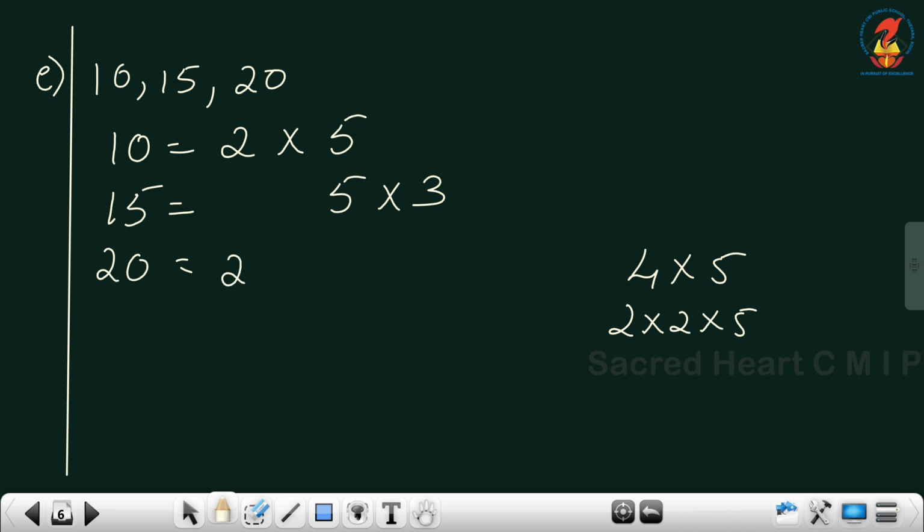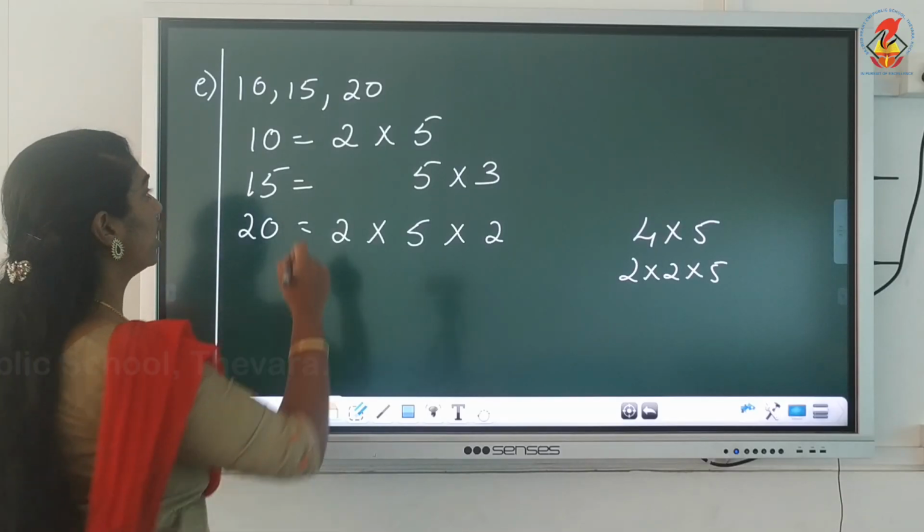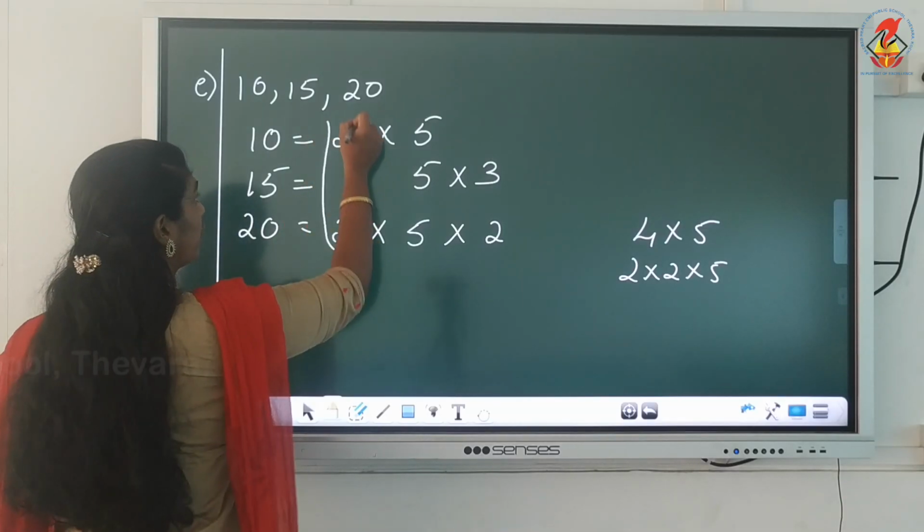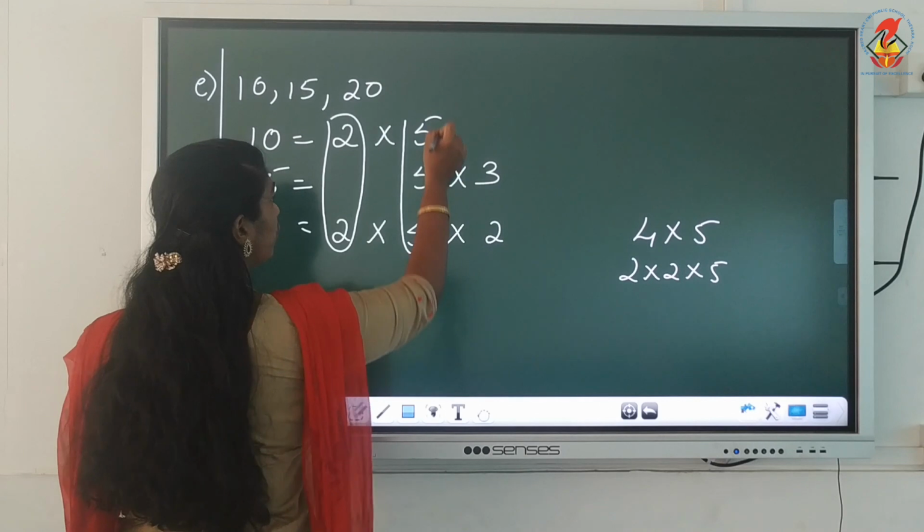So I'll write 2 into 5. That 5 I'll bring first because I can make a group over here. That's why I'm rearranging. Then I have a 2 that I'll write last. I can rearrange the numbers so that I can make groups. Now I can make a group over here, and I can make a group over here.